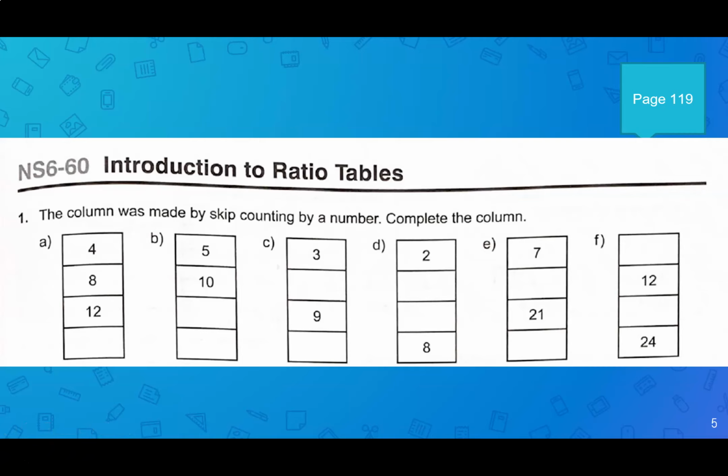All right, let's get started on page 119 in your Jump Math book. Question 1 says, the column was made by skip counting by a number. Complete the column. So in question 1, we're not worried about a ratio. We're just practicing our skip counting. So let's try a couple together.